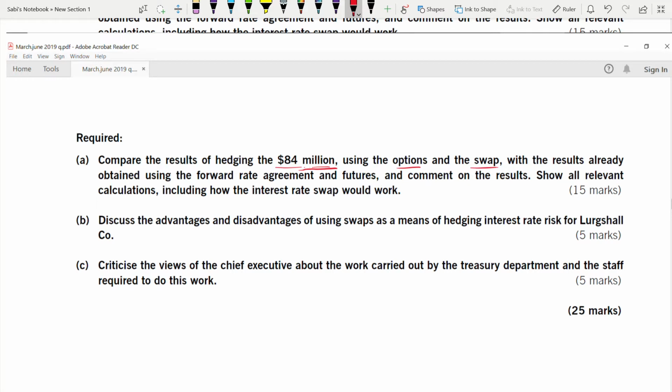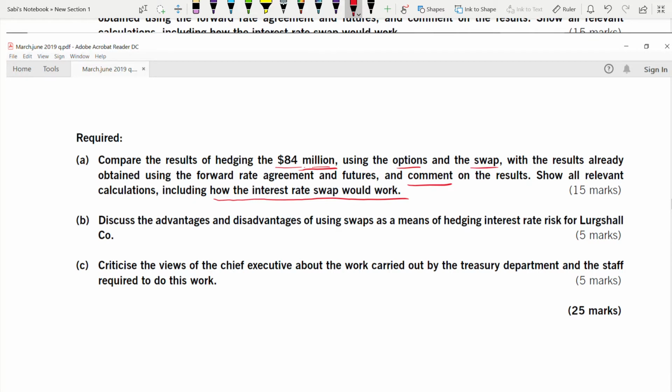So don't attempt to calculate under forward rate and future. It is already done for you. You only have to use option and swap and compare all the four, and then you have to comment on the results. Comment. Don't forget about the comment part. Show all relevant calculations, including how interest rate swap would work. 15 marks.